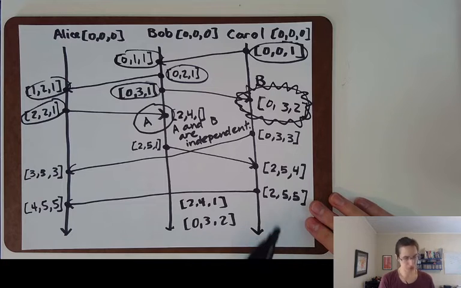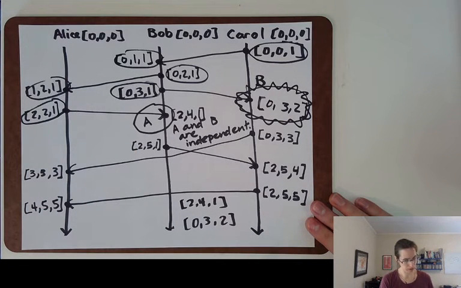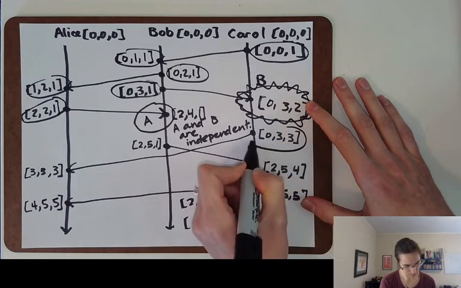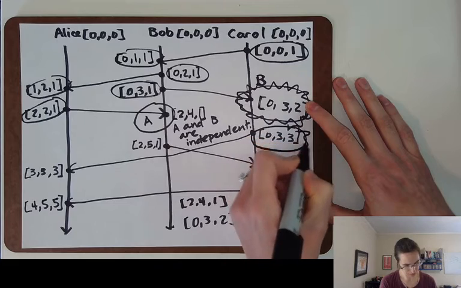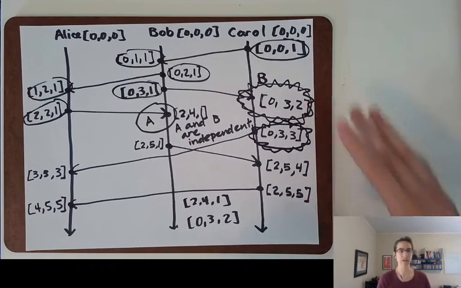That's right. Yeah. So there's lots of other events that are going to be concurrent with A as well. Yeah. So this here, we'll give it the same special kind of circle, is also concurrent with A. Sure.